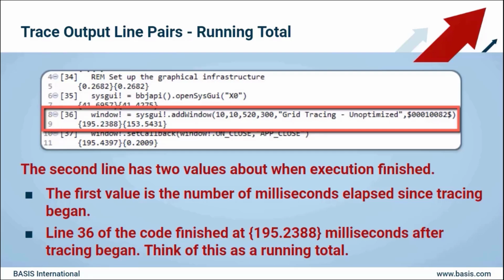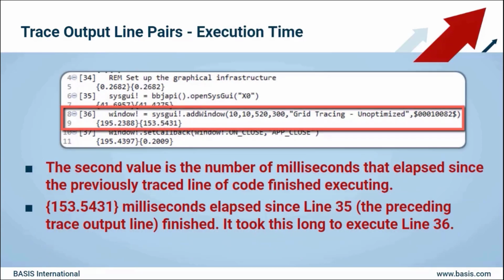The first value you can consider a running total of the time elapsed since tracing began. In this case, line 36 of the code finished at approximately 195 milliseconds after we began that trace. The second value in curly braces is the number of milliseconds that elapsed since the previously traced line of code finished. In this particular case, line 36 took about 153 milliseconds to run.